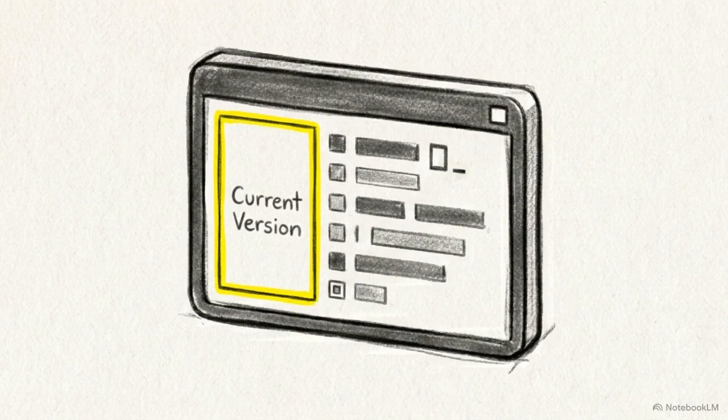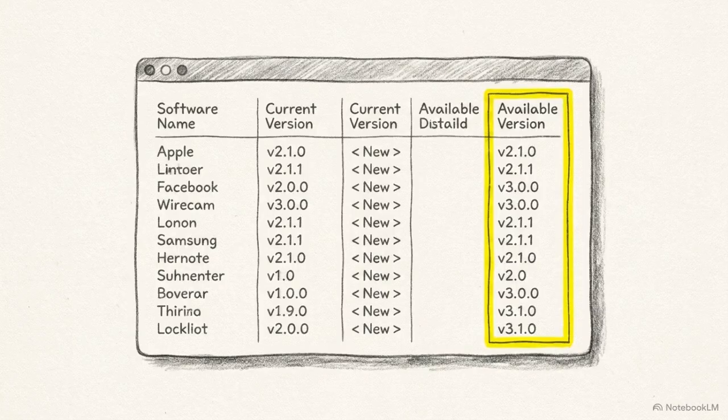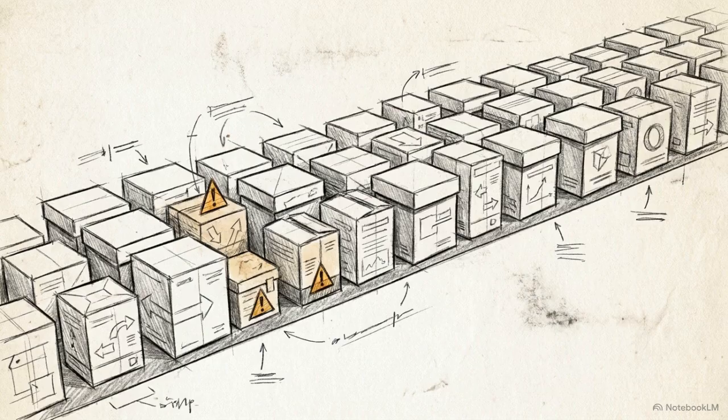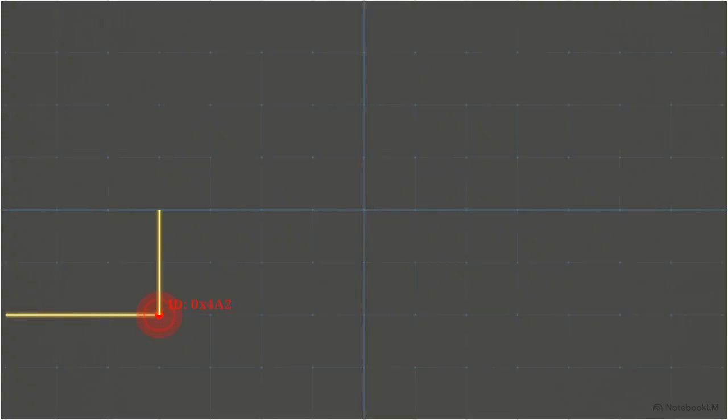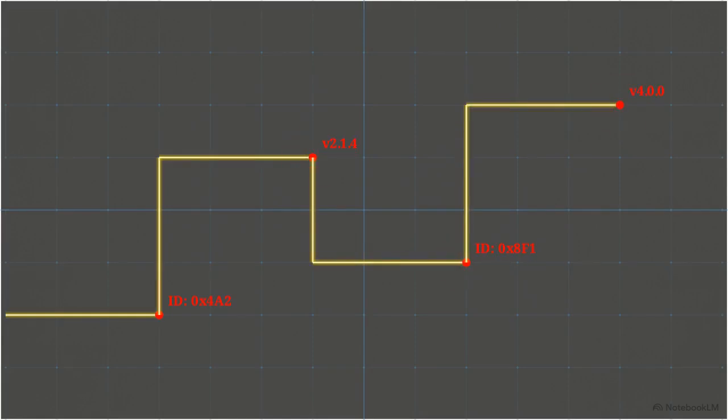This list is organized into columns. The current version column shows what is currently on your drive, while the available column shows the newest release found in the database. On a typical machine, it is common to see dozens of apps, from media players to system utilities, that have been quietly falling behind for months. This diagnostic report identifies every specific point where your system is out of date, providing the roadmap for the final step. Now we deploy the master command to process every identified update on that list in a single session.